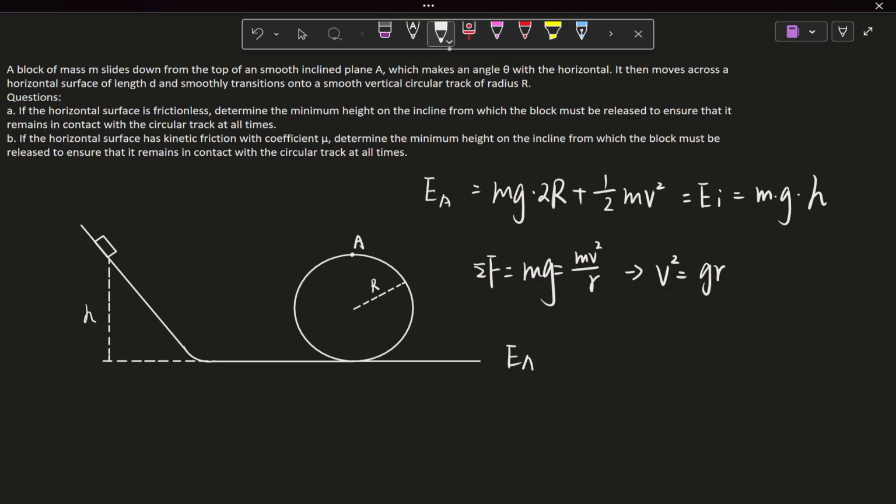EA is equal to, oh, this one's supposed to be a capitalized R. EA will be equal to mg 2r plus 1/2 mgr, and this equals mgh. And now we can see that these mg can actually be cancelled out. After we cancel them out, we can get h is equal to 2.5r.